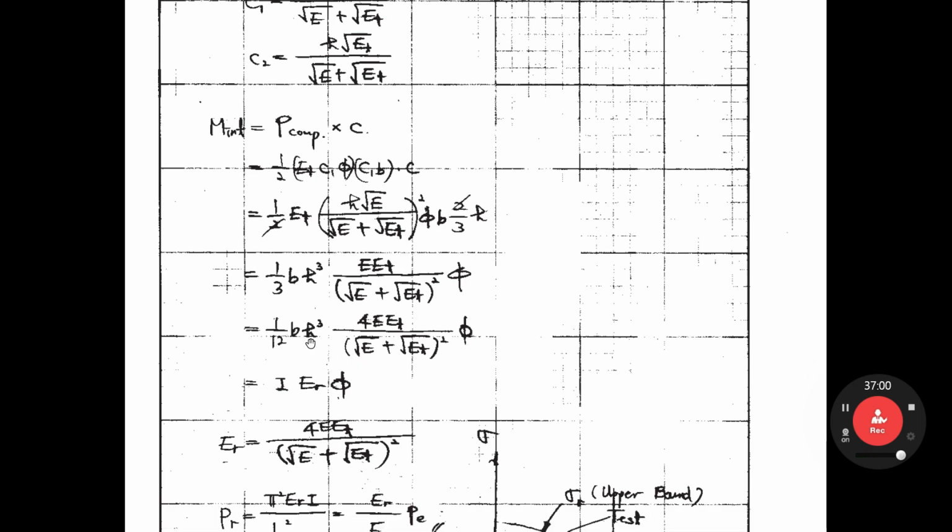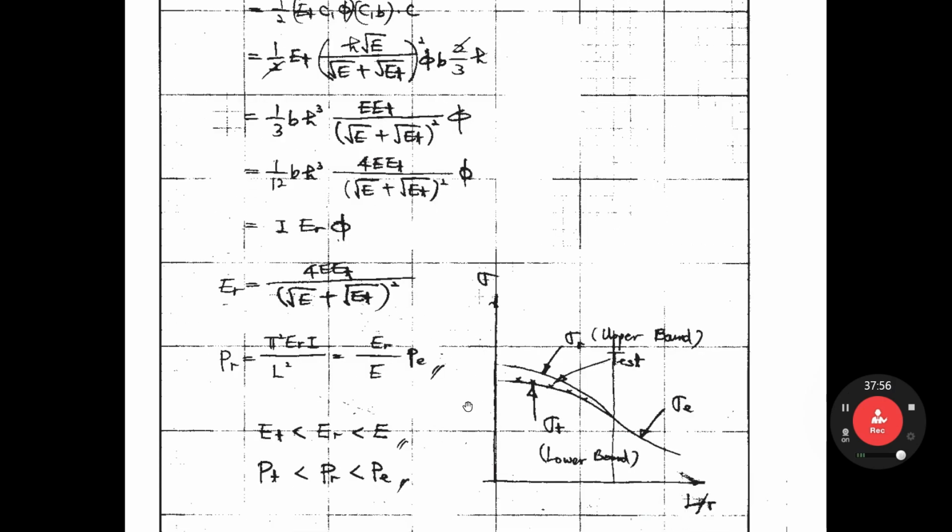1 over 12 B H cubed, what is this? That is I, right? The moment of inertia of the rectangular section. That is the curvature. So moment equals I E curvature. It is called E_R, the reduced modulus or double modulus. Same term, E_R. M, moment, equals I times modulus times curvature. So this is E_R. So P_R equals pi squared E_R I over S squared. So we can rewrite E_R over E times P_E. So E_R is this equation for the rectangular section.